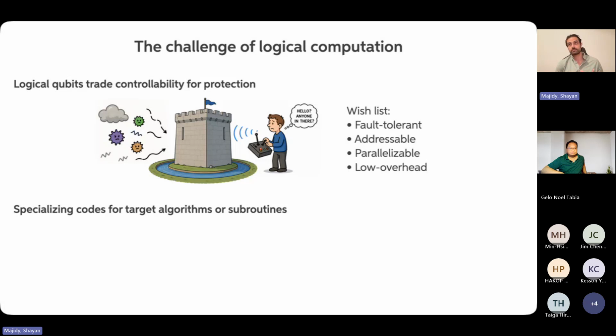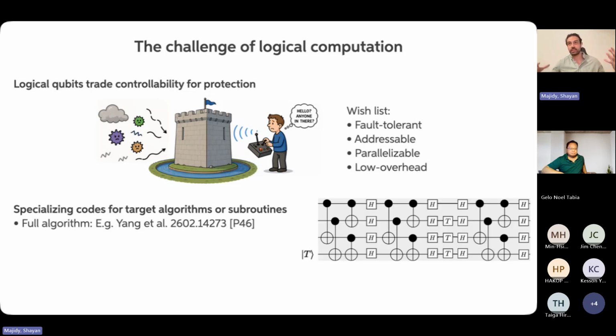So there are different approaches, and one that this work is really about is specializing codes for target algorithms or subroutines. I was recently at a conference presenting this work at QEC 26, and there was a really nice poster I saw, which I mentioned in the talk, that gives a very concrete example of this. You can imagine you take Shor's algorithm and break it into its fundamental pieces. One of the fundamental pieces is an adder.